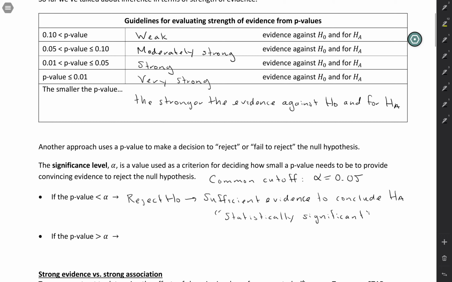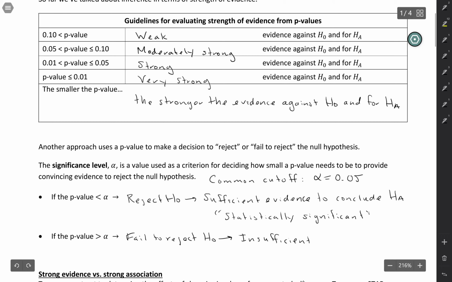Whereas if the p-value is greater than alpha, in that case we're going to fail to reject the null. And in that case we don't really have sufficient evidence to conclude anything. So we have insufficient evidence to conclude what we're trying to conclude. Insufficient evidence to conclude HA.